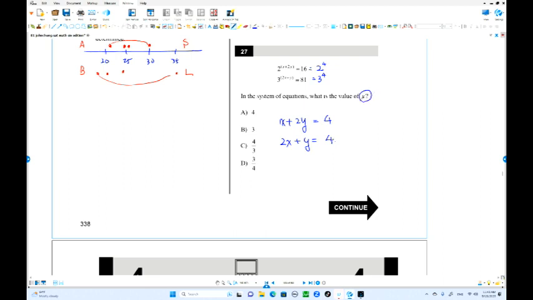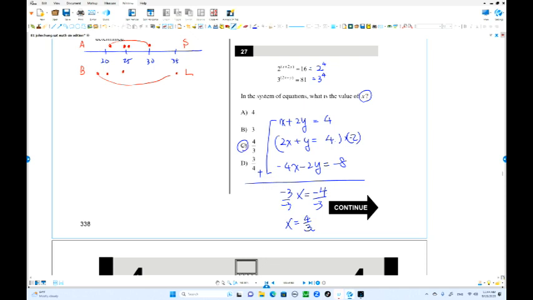We're going to eliminate the y. How can you eliminate it? Times 2 over here, or minus 2 is okay. I'm going to use the minus 2 this time. So negative 4x minus 2y equals negative 8. Using these two, addition: negative 3x equals negative 4. When you divide by negative 3 on both sides, you get x equals 4 over 3. Choice C is the answer.